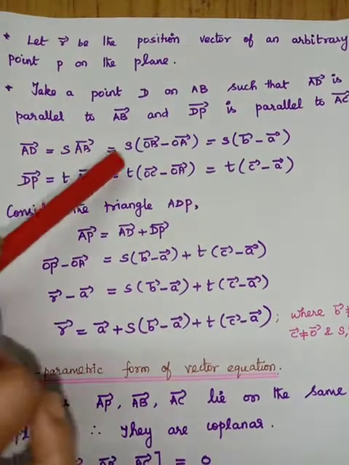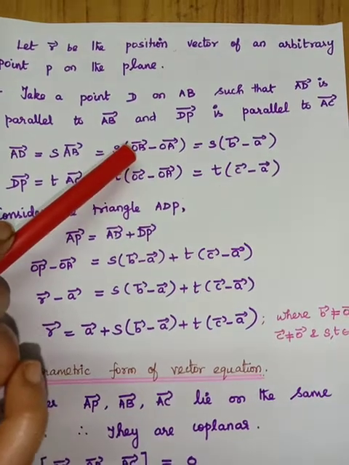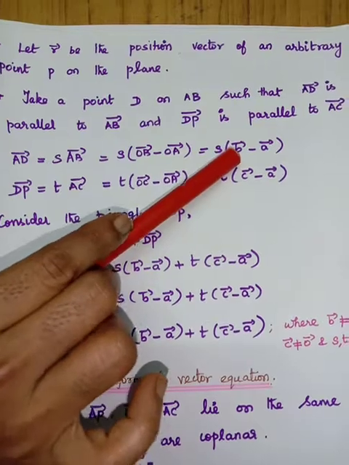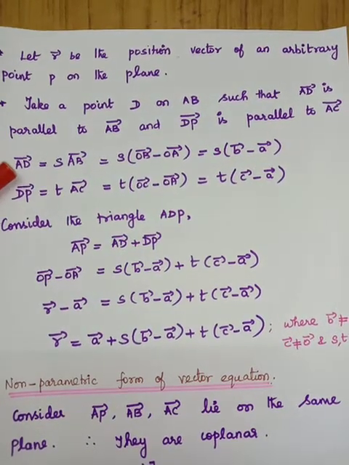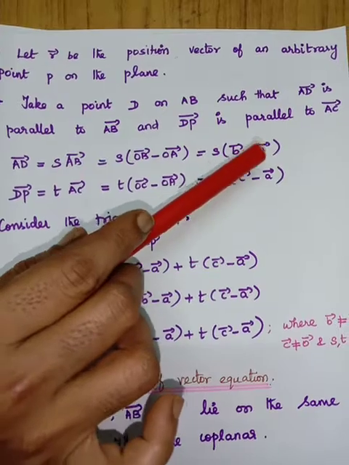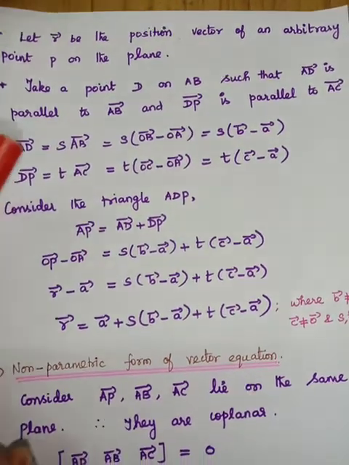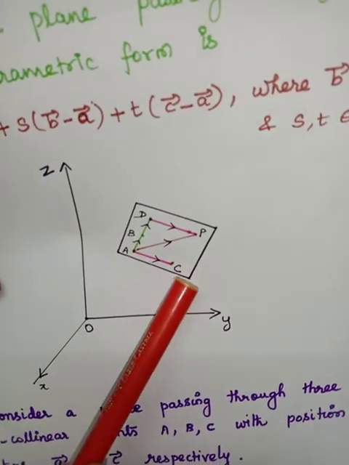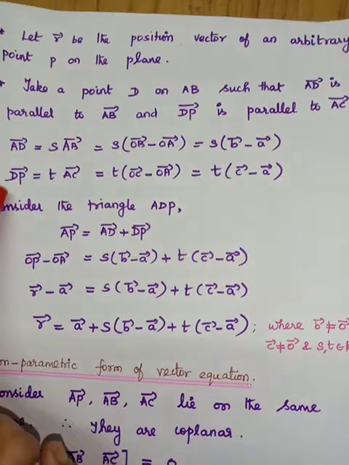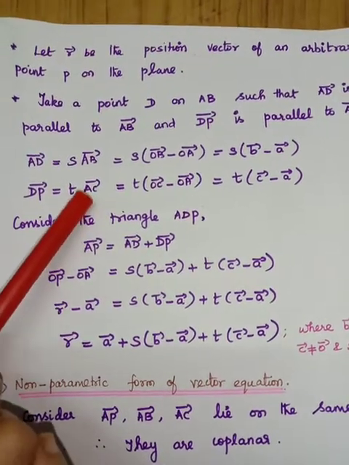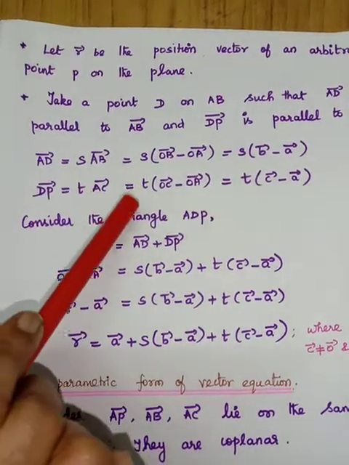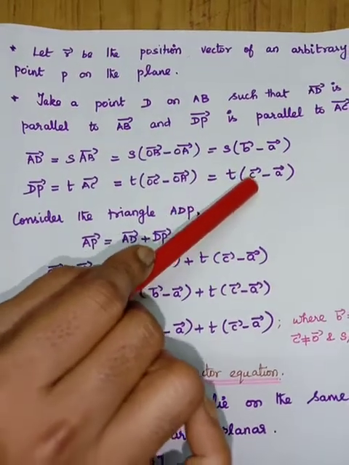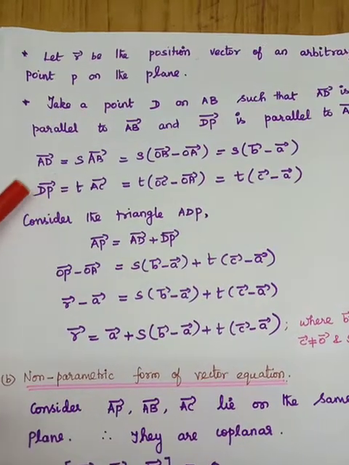How will this AB vector be written using position vectors? OB vector minus OA vector, that is b vector minus a vector. So we have found AD vector as s into (b vector minus a vector). Now go for DP vector. In the diagram, DP vector is parallel to AC vector. So we can write DP vector equals t into AC vector, another scalar t. AC vector can be written as OC vector minus OA vector, so DP vector is t into (c vector minus a vector).